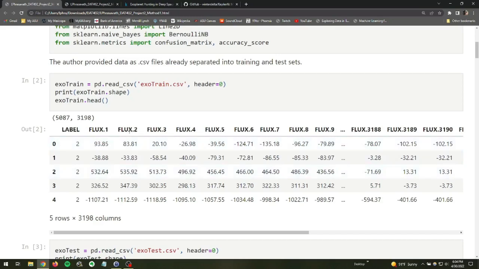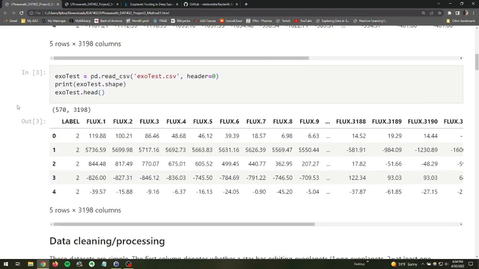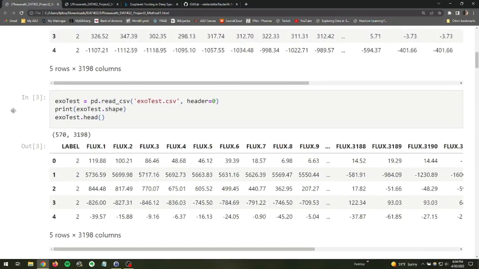And the rest of the columns are all continuous numerical variables that are measuring the flux value. And for each number in the column name, that's the time interval. So t equals 1 is this column, t equals 2 is this one, and so forth. We can see in the training set that we have a little over 5,000 observations, and in our test set, we have a little over 500. So that's about a 90-10 split, where 90% of the data goes into the training set, and then the remaining 10% is being used to test our model.